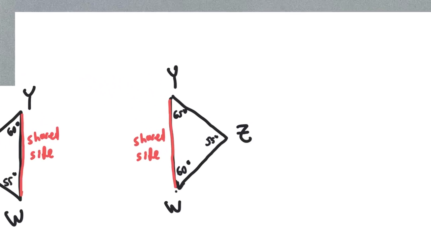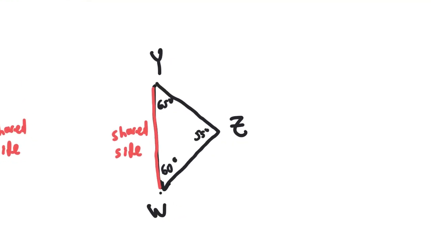Now I want you to notice something. You see this blue 55 degrees? Isn't that the smallest angle of all of these? Yeah. So that makes this shared side the shortest side, pardon me, of this triangle. This shared side is the shortest side of this triangle.